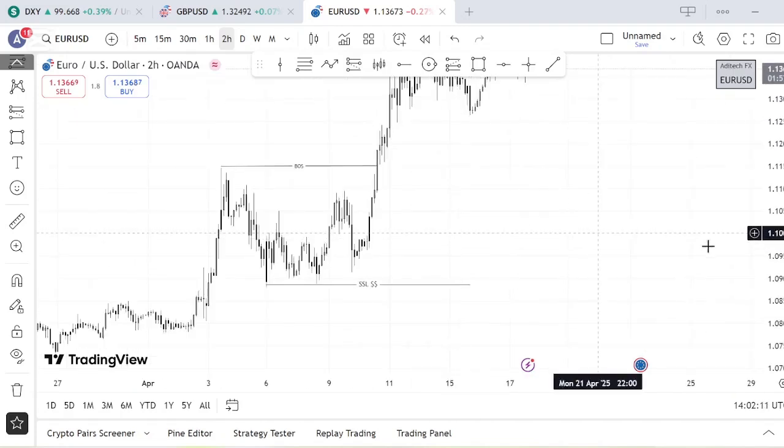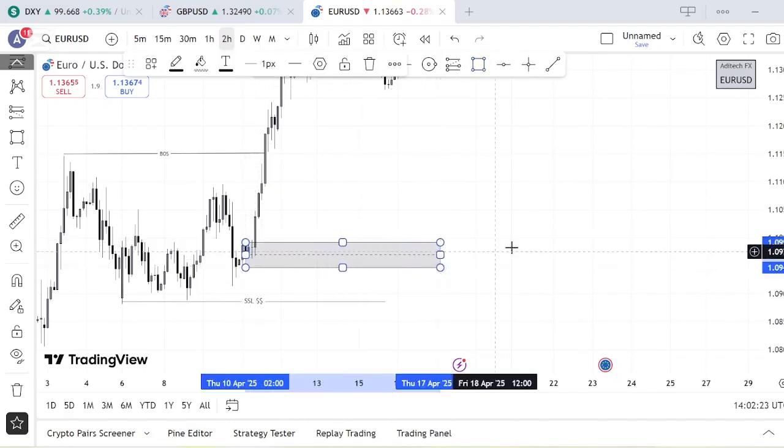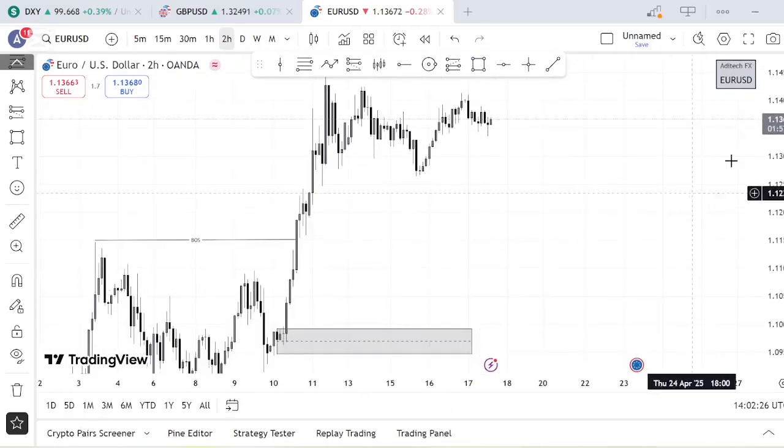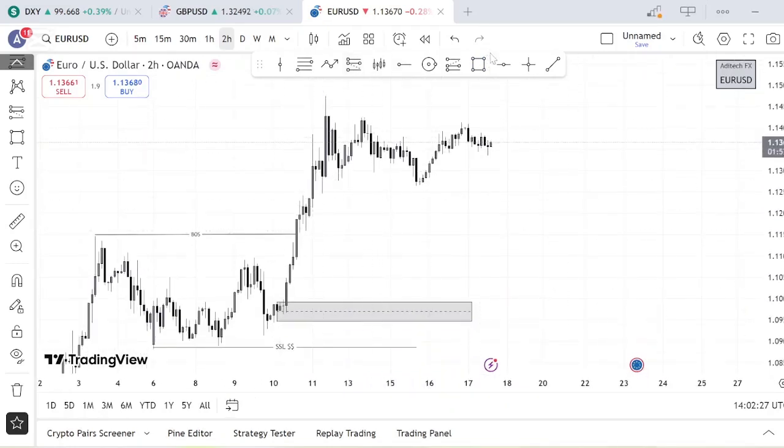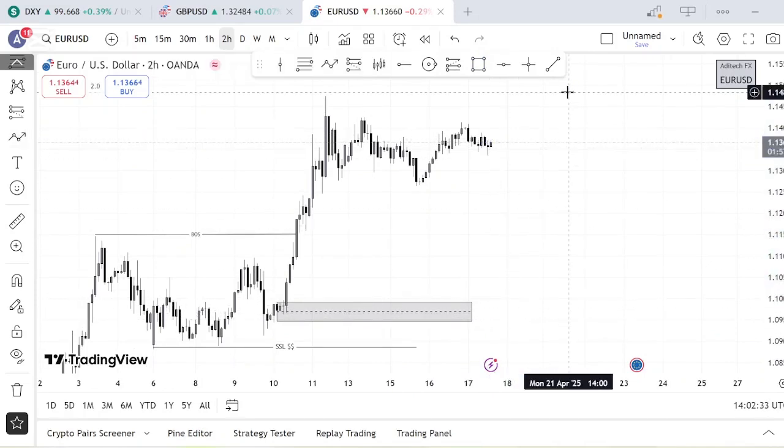So where is our order block right here? Our order block is simply the last bearish candlestick before the break of structure. You can see this last sell candle. So that is your order block. You just bring it out, and we expect price to come back to the order block in full shot before going up, right?